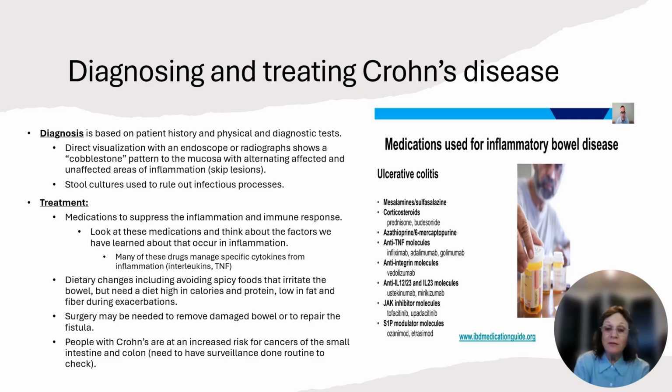If it's bad enough or they have an obstruction, we might have to go in and take out the damaged bowel. The problem with Crohn's disease is that it can come back where we took it out and sewed the bowel back together. And so there's a chance that we can end up taking out too much of it and end up so that they have no real functioning bowel and they have to have an ostomy for the rest of their life. And you will learn about those in adult 1. Also, people with Crohn's are going to be at an increased risk for cancers of the small intestine and the colon. So we have to do surveillance for them routinely.